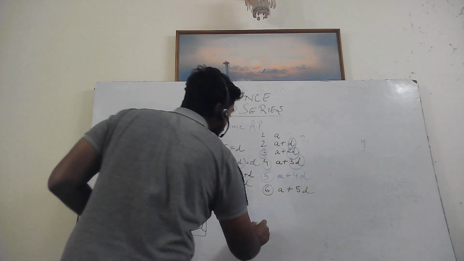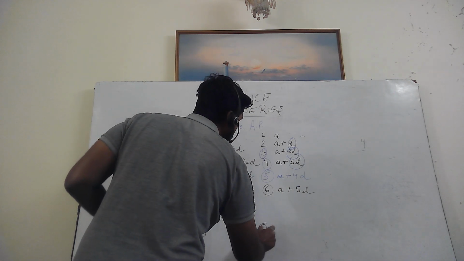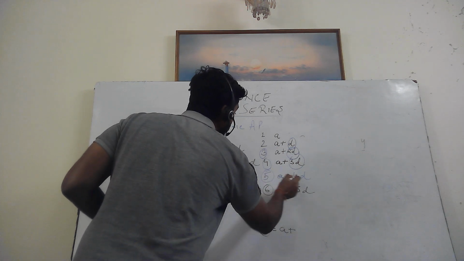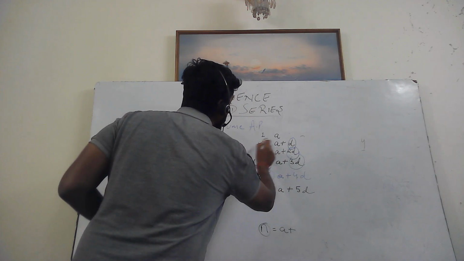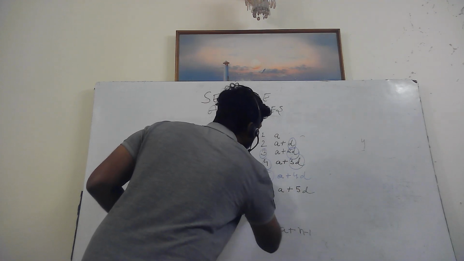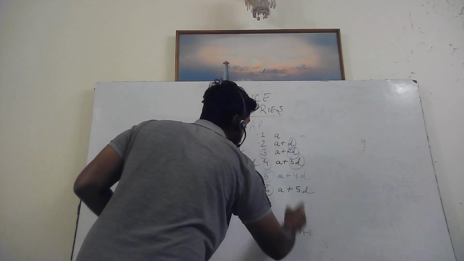Let's talk about the nth term. A plus 6 में 5, 5 में 4, 4 में 3, 3 में 2, 2 में 1, 1 में 0. तो n में n से 1 कम, 6 से 1 कम 5 है, 5 से 1 कम 4 है, 4 से 1 कम 3 है.